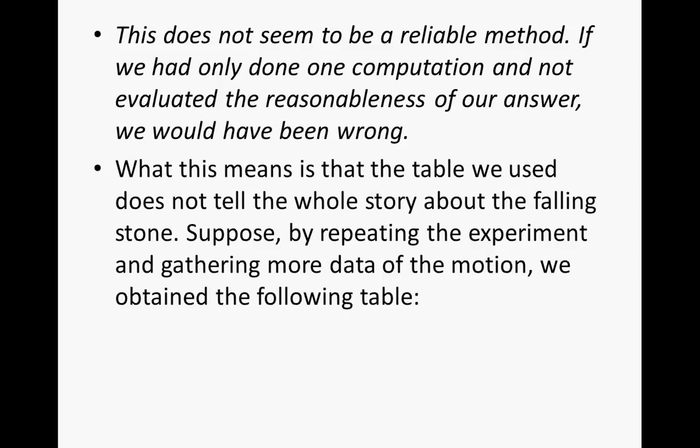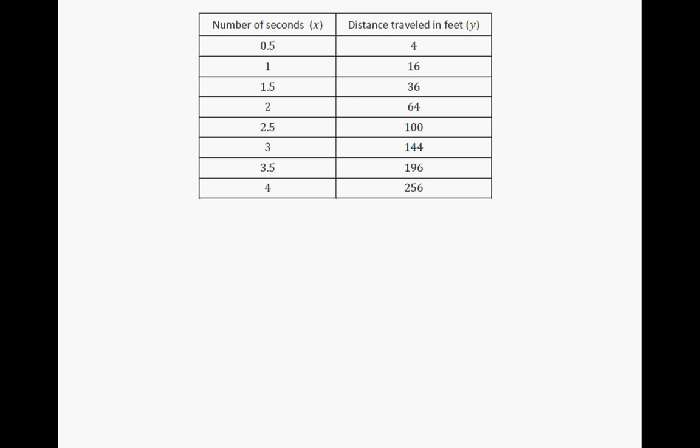So what this means is that the table we used does not tell the whole story about the falling stone. Suppose by repeating the experiment and gathering more data of the motion, we obtain the following table. Notice how it's done in half seconds. After a half a second, we've traveled 4 feet. 1 second is 16 feet. 1.5 seconds is 36 feet. And so on and so forth until we get to 4 seconds.